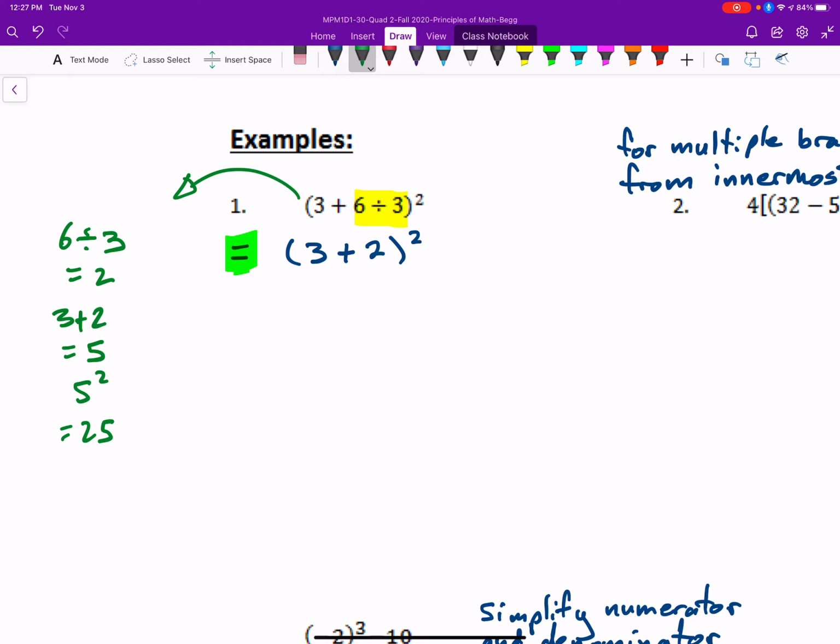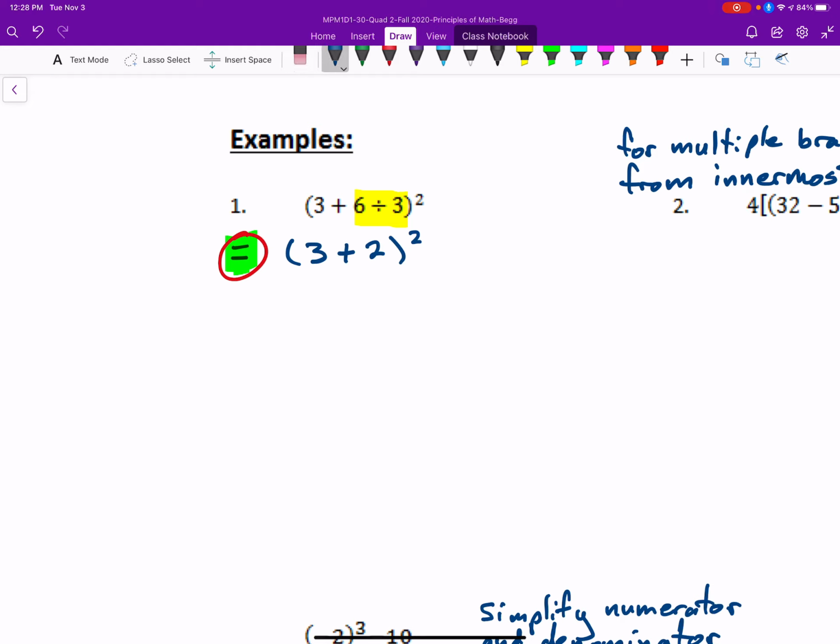The problem with doing it this way is I'm supposed to be showing line by line things that are equal, as I showed here. So I need to write down not just what I'm working on, but the other things I'm not working on as well, so that each line is equal to the line that comes before it. So even though all I did in this second line was divide 6 by 3, I still wrote down the 3 plus and the brackets and the squared. And then in the next line down, all I'm going to do is add the 3 and the 2 together. But I'm still going to write down the brackets and the squared because I need to keep it equal to the line above.